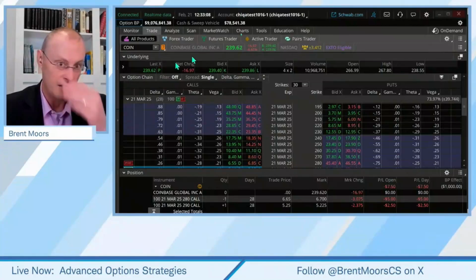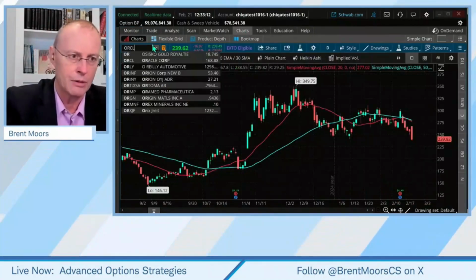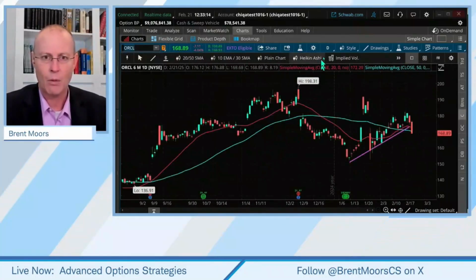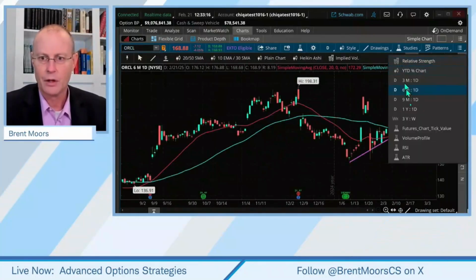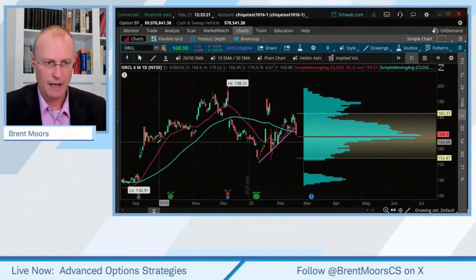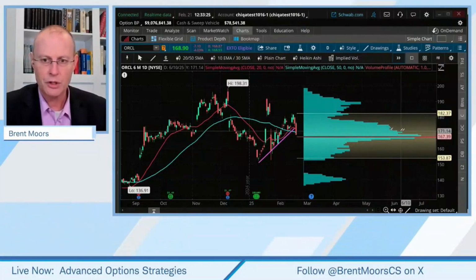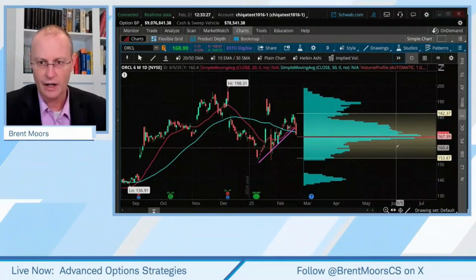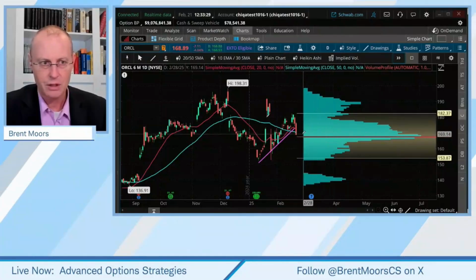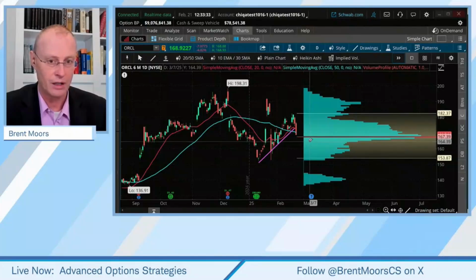And this is one I was actually looking at earlier today. And this, of course, is just an example trade. I was looking at Oracle, and I was viewing the volume profile here on this. This is a stock that has been kind of up and down, volatile. The volume profile shows most of the trading has been in this area here. Right now we're at 169. It's dropped quite a bit since I was looking at it earlier.